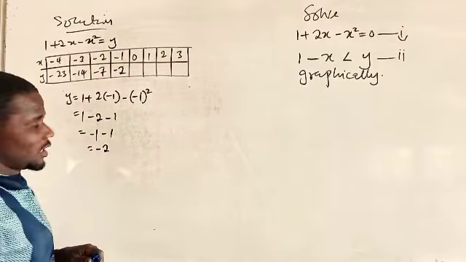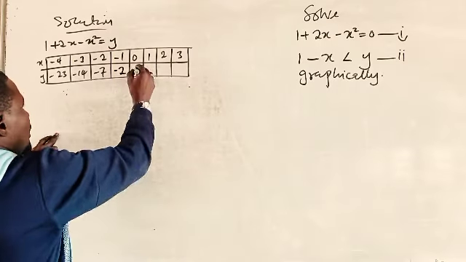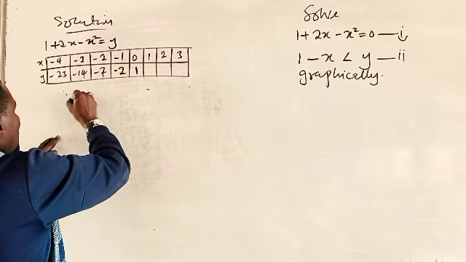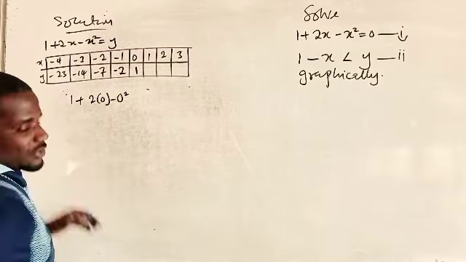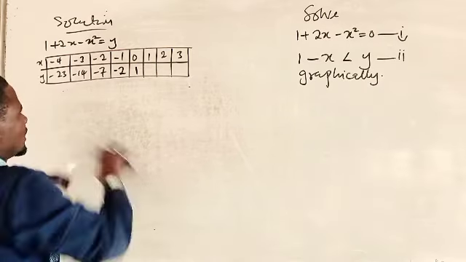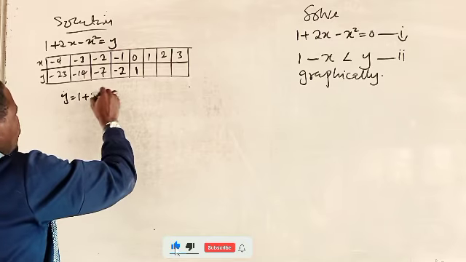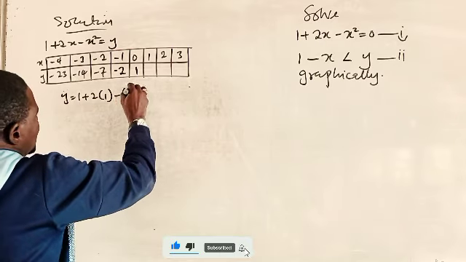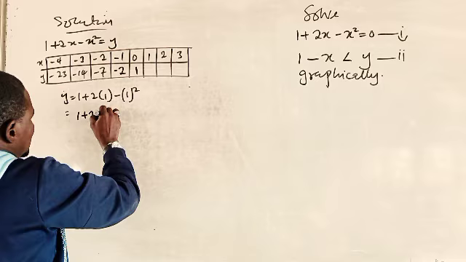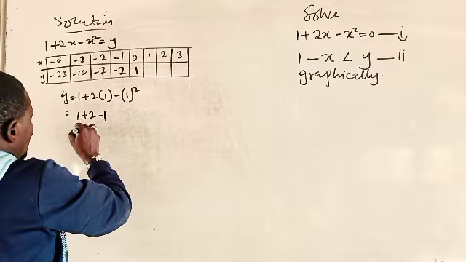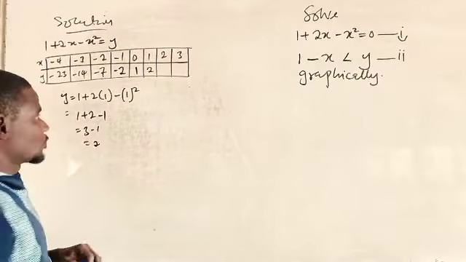So from there we have when x is 0. When x is 0, it's just 1. So we have 1 here, because when you say 1 plus 2 bracket 0 minus 0 squared, everything will be 0, then it will remain only 1. So that's why I quickly take 1 here. So when x is 1, we have y to be 1 plus 2 bracket 1 minus 1 squared. This is the same as 1 plus 2 minus 1. So we have 3 minus 1 equals 2. So this place is 2.